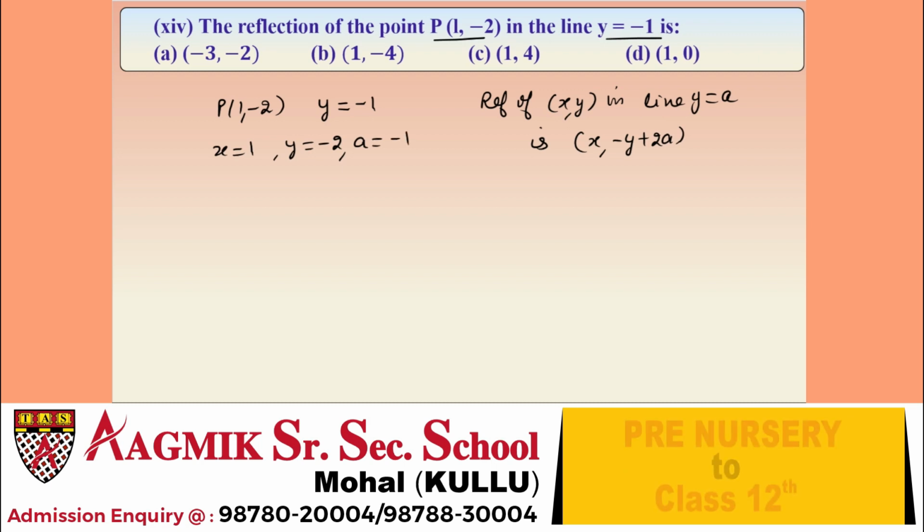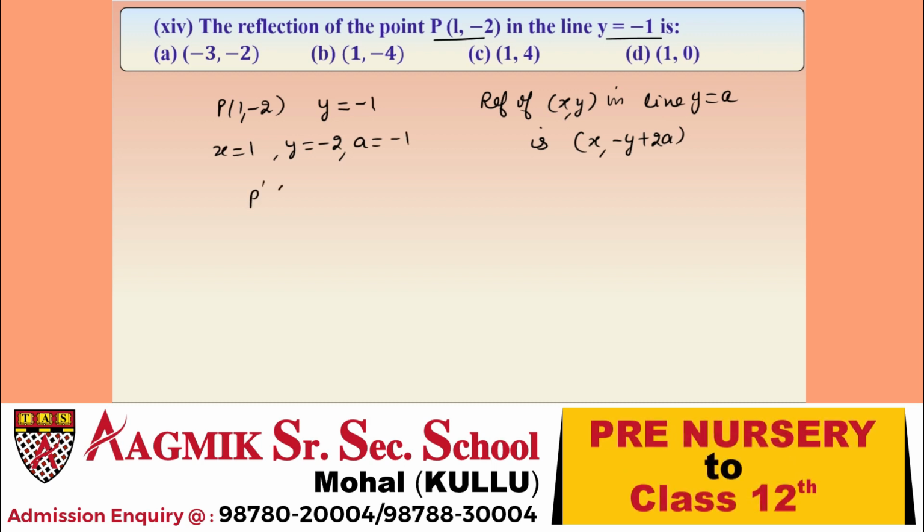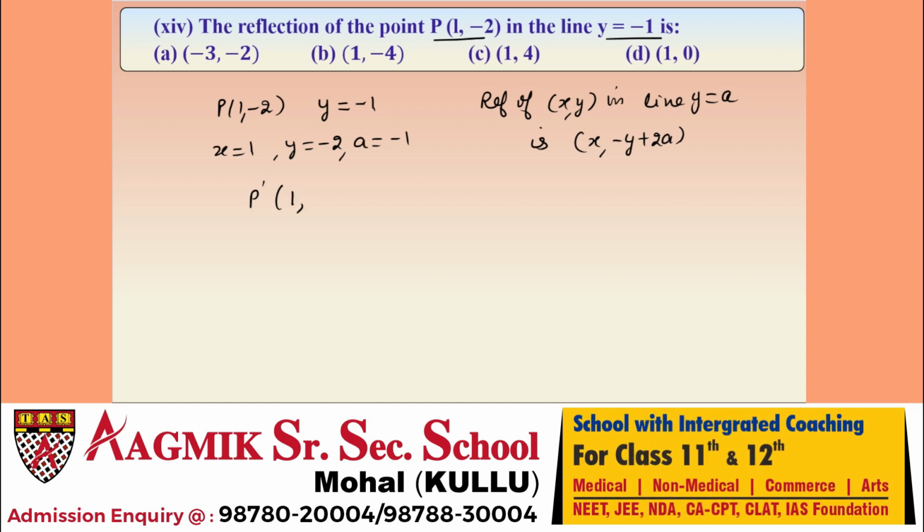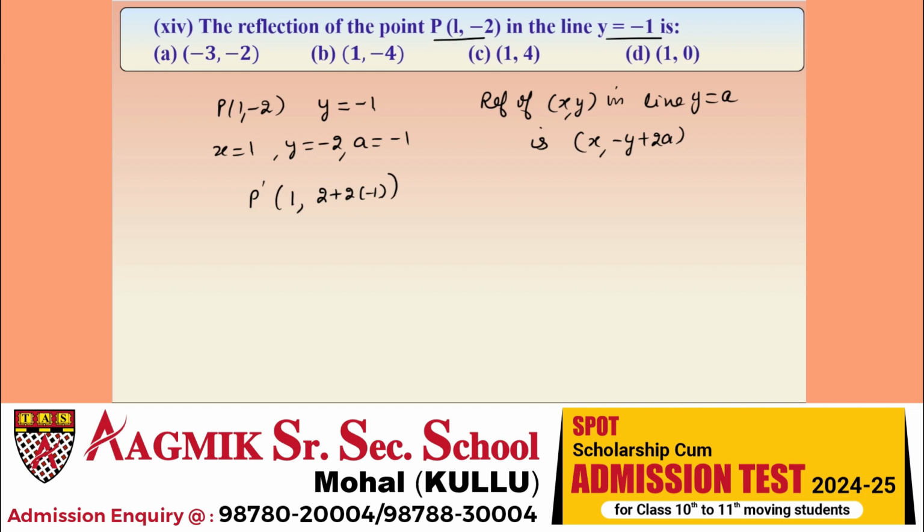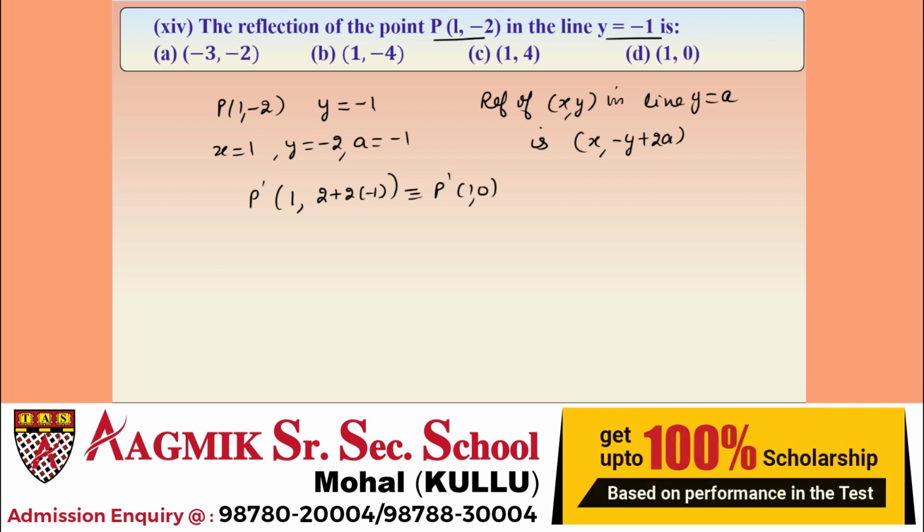So that means the reflection of the point P, say P dash, will be x means 1, minus y means 2, plus 2 times minus 1. So that means it will be 1 comma 2 minus 2, that is 0.